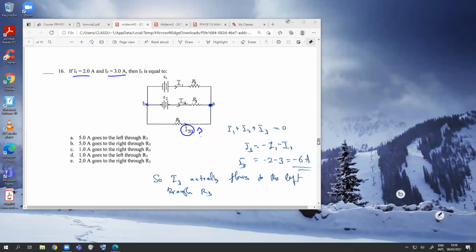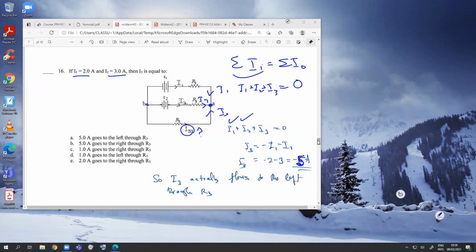It's very easy. You go to the junction A, stand there, and you say the sum of all the current coming into the junction is equal to the sum of all the current going out of the junction. So this is sigma I into the junction, sigma I out of the junction. All the currents are coming in: I1, I2, I3. So you get I1 plus I2 plus I3 and nothing going out, so 0. You just substitute for I1 and I2, then you get I3. This is 5, I don't know why I put 6. Minus 2 minus 3 is 5.